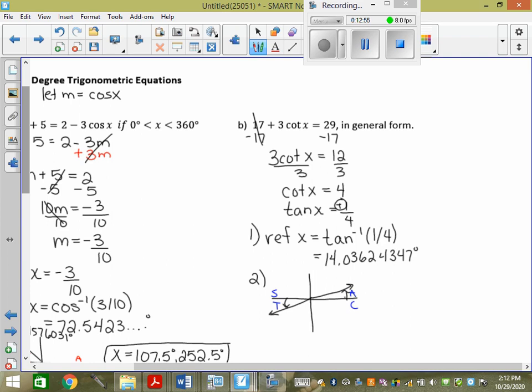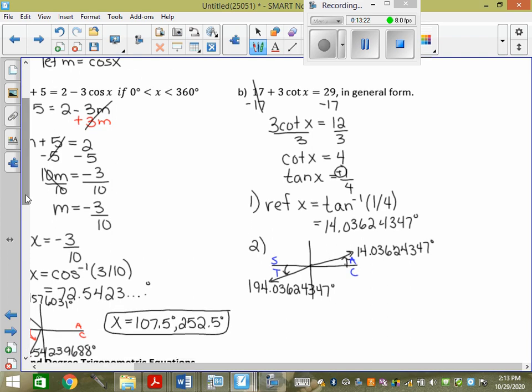Great thing is, if it's in the first quadrant, then it's actually a reference angle. This one's going to be 180 plus 14 point blah, blah, blah. So it's 194.03624347. So we got our degrees between 0 and 360, right? Which is lovely. They want it in general form.